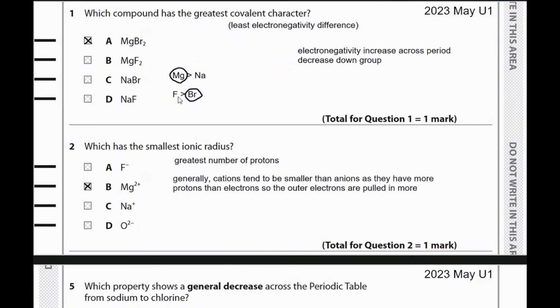Now, if you check out the next one, which compound has the greatest covalent character? To judge covalent character, we need to check the electronegativity difference. We know electronegativity increases across the period, and decreases down the group. So if you check magnesium compared to sodium, magnesium obviously has a higher electronegativity compared to sodium, because it's on the right side of the period compared to sodium.